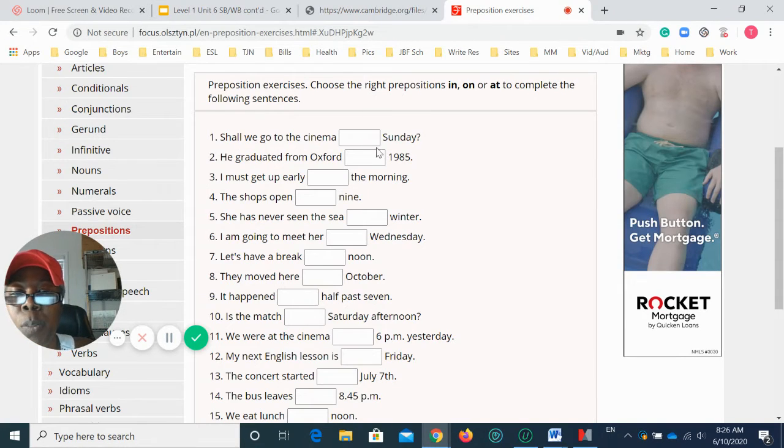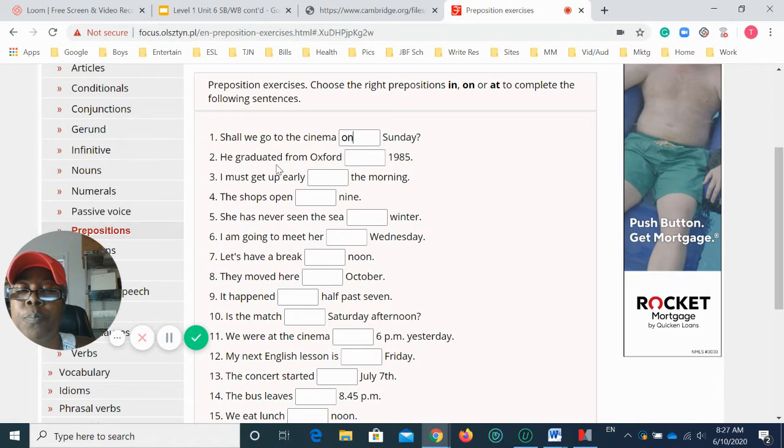So let's talk about each one. Number 1, shall we go to the cinema? What's this? A day of the week. And with days of the week, what do we use? On Sunday. Shall we go to the cinema on Sunday?